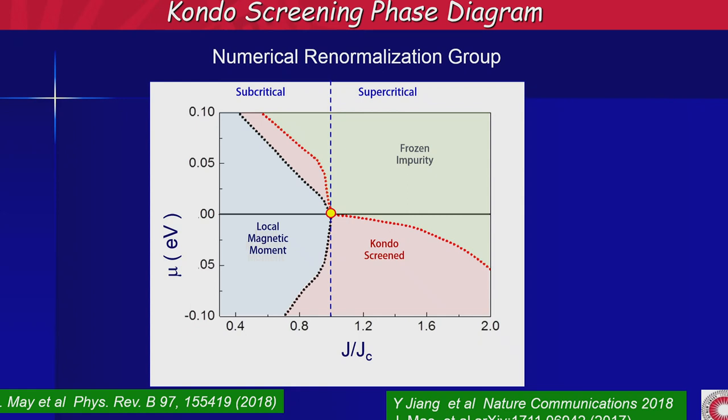So this is the phase diagram that we got. Chemical potential versus reduced coupling. The critical coupling is sitting right here. Here you have the local magnetic moment. The pink regions are Kondo screened. And here you have a frozen impurity. Basically, it's where you have double occupancy of the vacancy, so you have a spin up and spin down sitting in that state. So the magnetic moment is disappearing. And now let's put our vacancy on here.